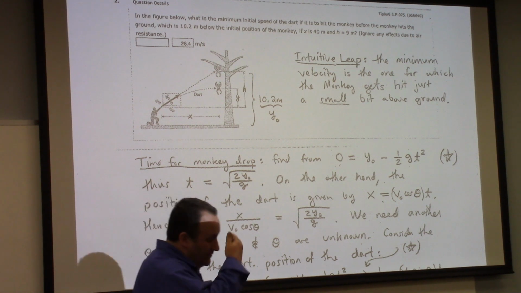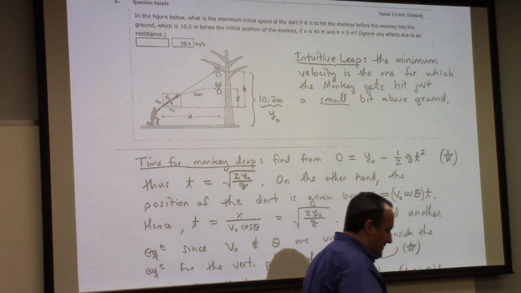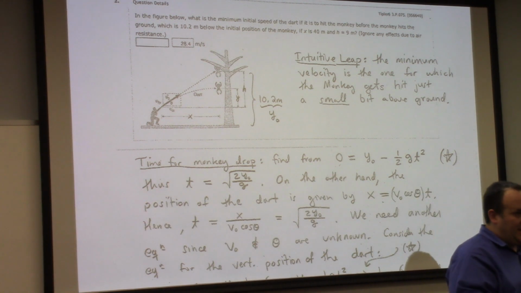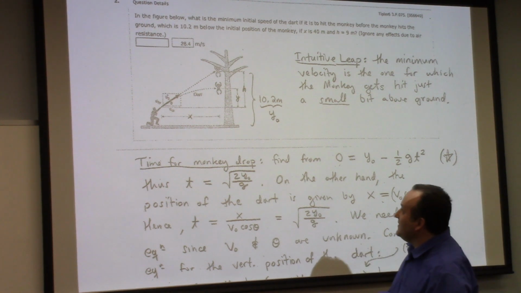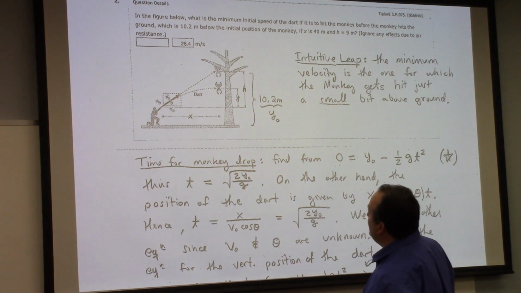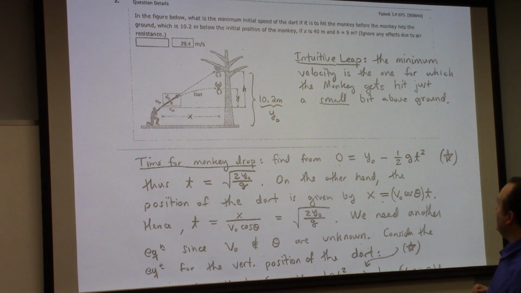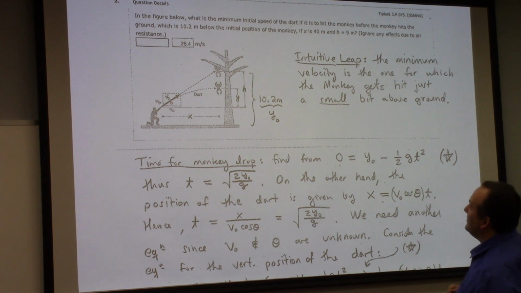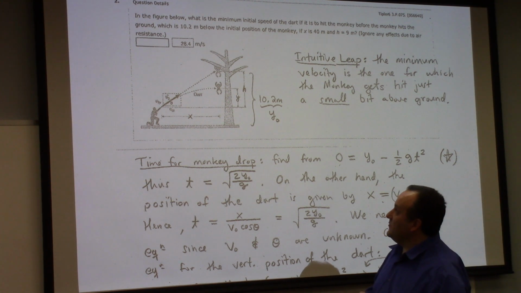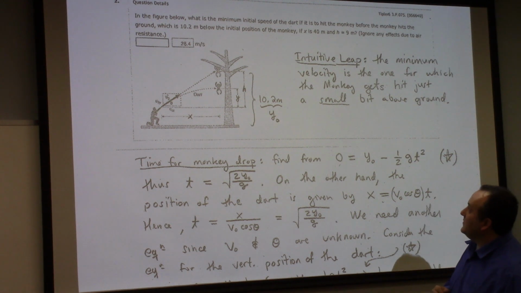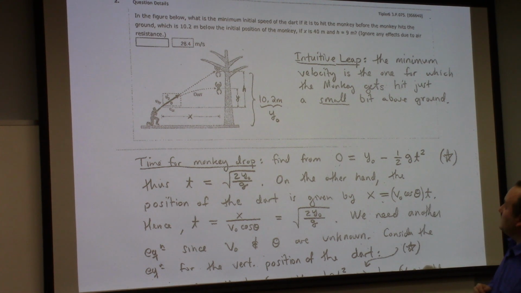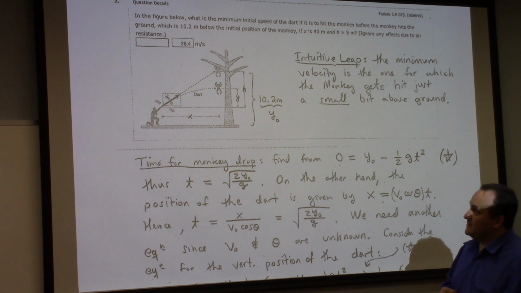Let's talk about a problem just to get started today. This is the famous monkey shooting problem. In the figure below, what's the minimum initial speed of the dart if it is to hit the monkey right before the monkey hits the ground, which is 10.2 meters below the initial position of the monkey? If x is 40 meters and h is 9 meters, and ignore any effects due to air resistance.